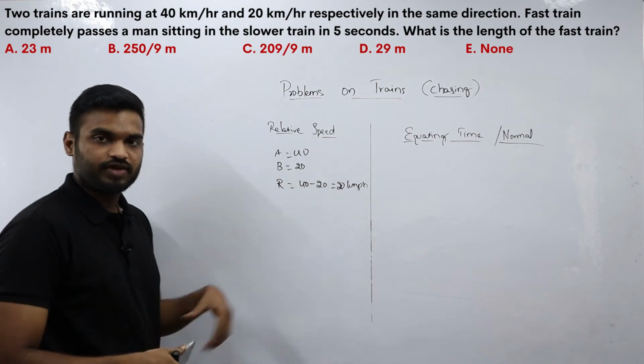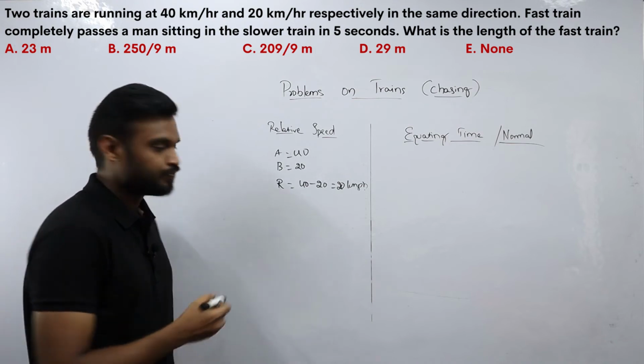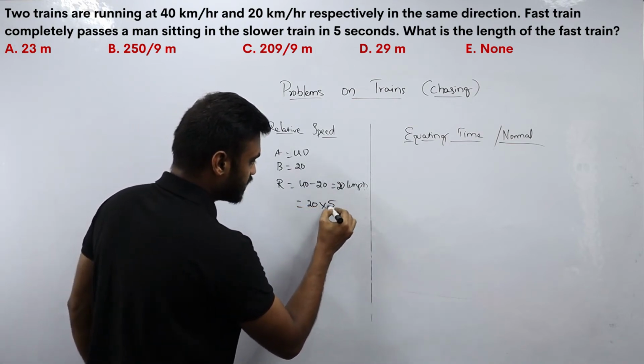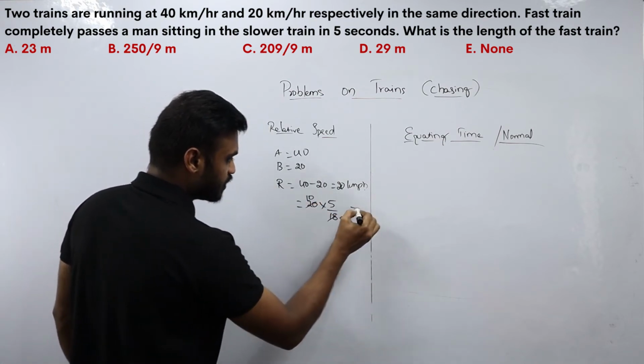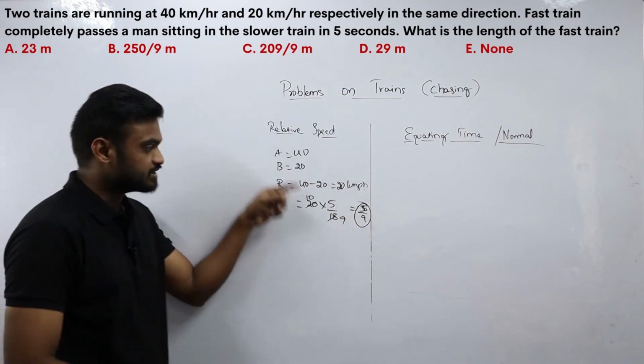Now in the answers it is given in meters. So we need to convert this kilometer per hour to meter per second. How can we convert it? By multiplying it by 5 by 18. So we will get 2 9s are 18 and 2 10s are 20, so 50 by 9. So this is the total relative speed of the first and second train traveling in the same direction.